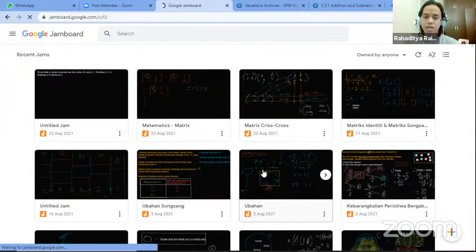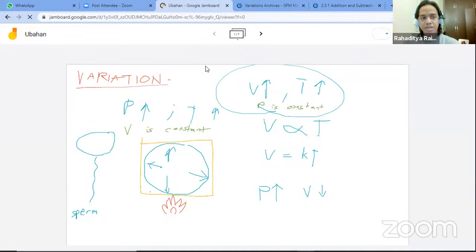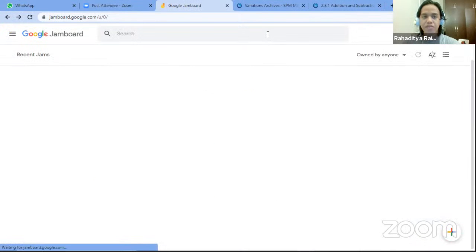Okay, so we'll be going through variation first. I actually designed it. A lot of these Jamboards were used for teaching maths in the BM classes on Tuesday, but I can of course repurpose them. Okay, so variation.